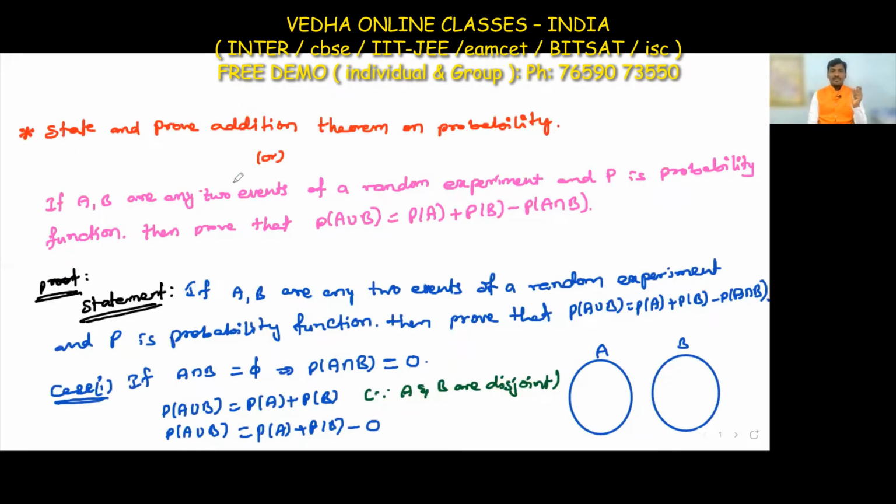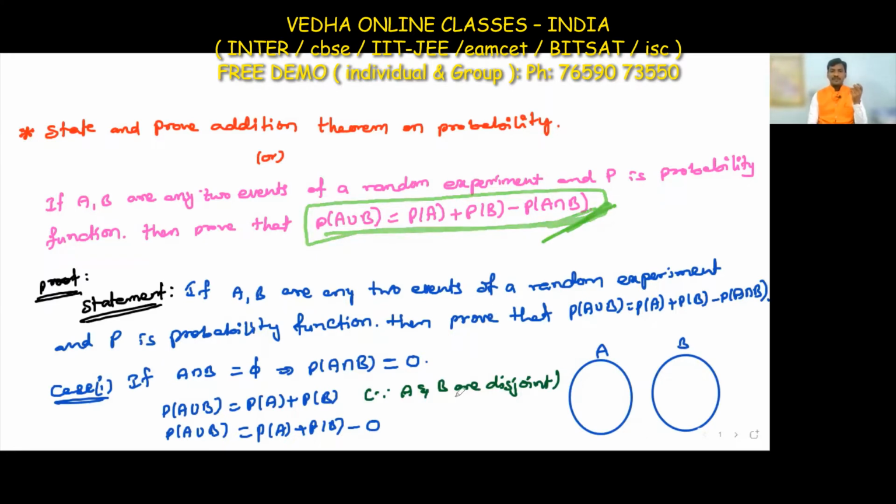Okay, so from the probability, state and prove addition theorem on probability. This is one of the most important questions. Sometimes you may get the question as a definition, or you may get the statement as a question here. If A and B are two events of a random experiment and P is the probability function, then prove that probability of A union B is equal to probability of A plus probability of B minus probability of A intersection B. We have to prove this.